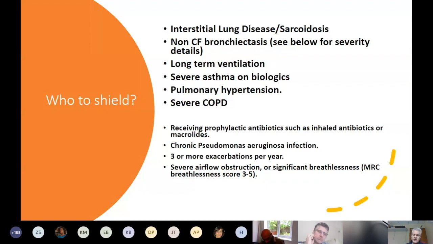Patients on long-term ventilation, and our asthmatics who are on biologic injectable therapies, have been told to shield. Milder asthmatics don't need to shield, they just follow the social distancing like the rest of the population. Patients with pulmonary hypertension and severe COPD are going to be vulnerable, and I think you can use the things about exacerbation rates in bronchiectasis and airflow obstruction and so forth as applying to COPD, as well as what constitutes severe COPD.